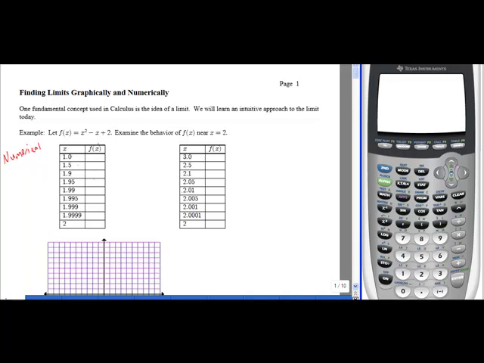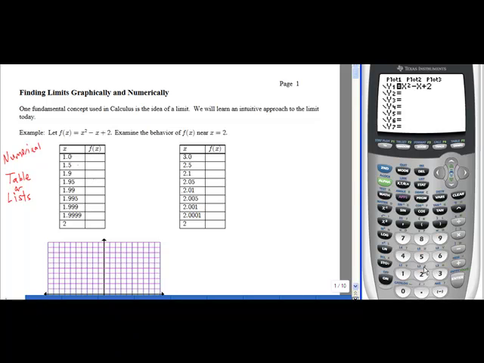And there's two different options for you. You can use the table feature on your calculator, or you can use lists, and I'm going to show you both options. So to do the table feature, the first thing we're going to need to do is type in our function into our y equals. So I'm going to go over here to y equals and type in x squared minus x plus 2.